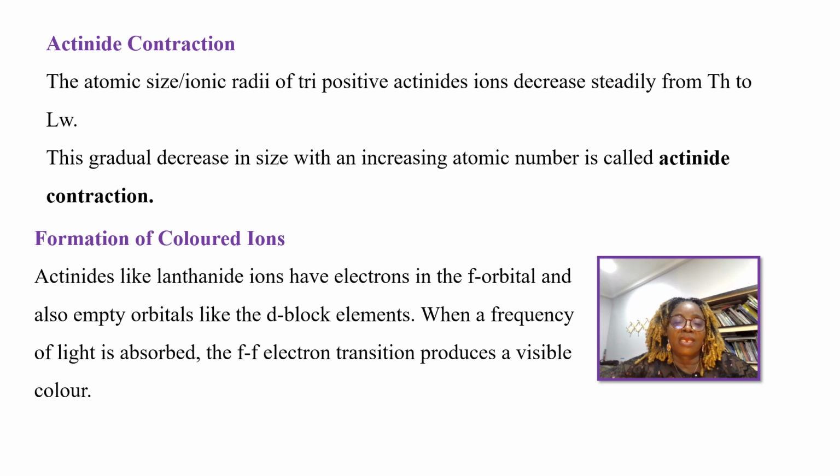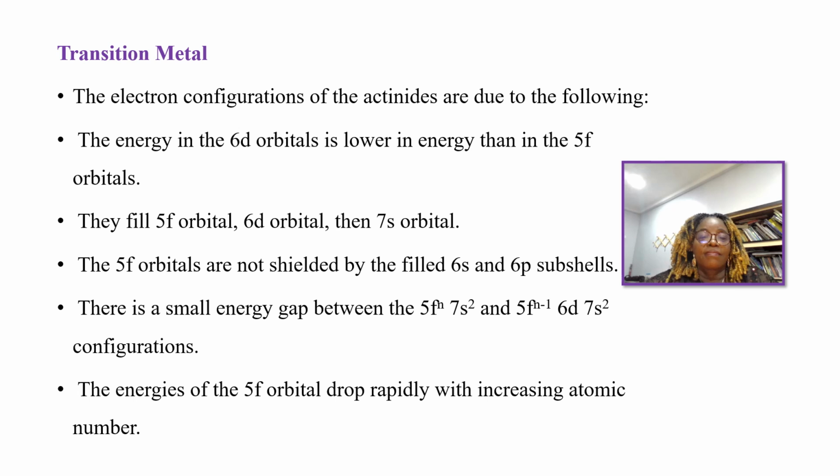Actinides, like lanthanide ions, have electrons in the f orbital and also empty orbitals like the d block elements. When a frequency of light is absorbed, the f-f electron transition produces a visible color. So most of the actinides are able to form colored compounds. These elements are also classified as transition metals. The actinides are in the F block of the periodic table.